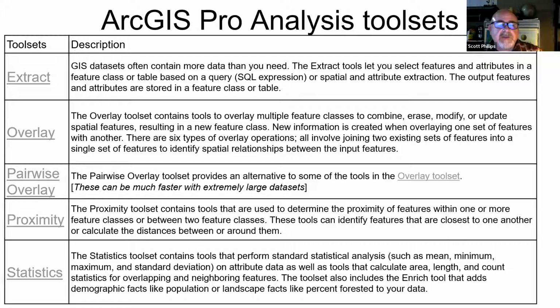We have the extract toolbox. This lets you select features and feature classes based on spatial or attribute information and extract them to a new feature class. We have the actual overlay analysis tool set, which does things like intersect and union, pairwise analysis. We'll get to that. Proximity is about buffering and telling if things are near one another, and statistics. So we'll take a closer look at some of these tools here.